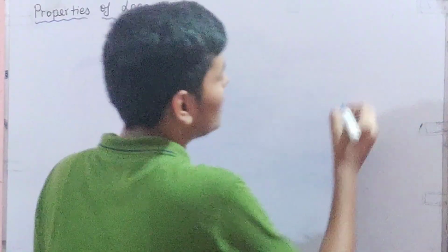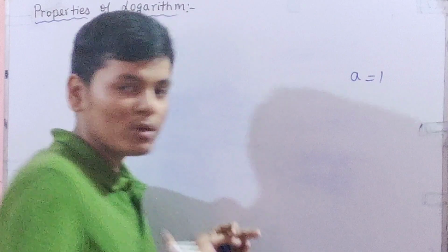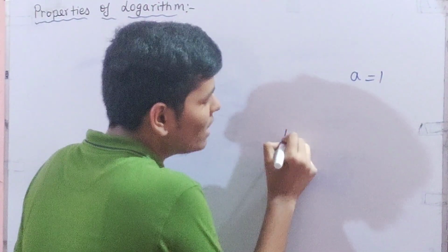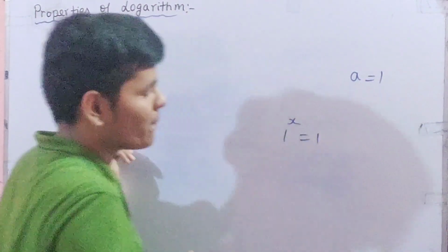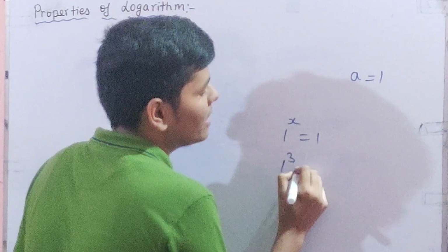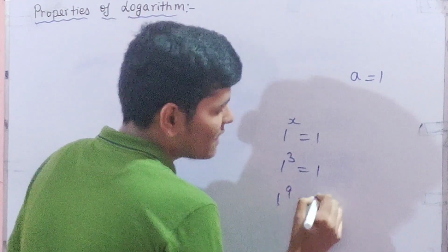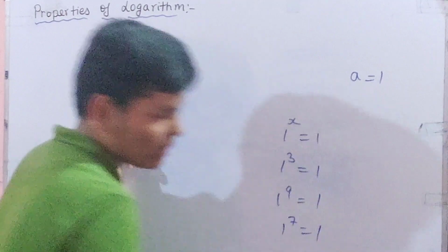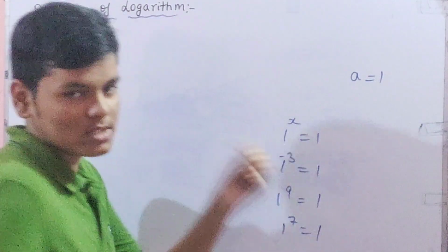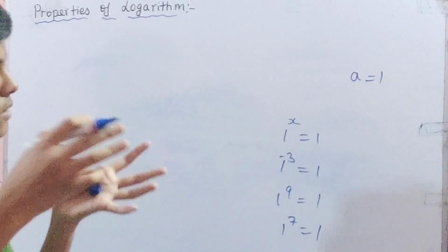Now if we take a value as 1, then what happens? We know that 1 to the power anything is equal to 1. Let us take 1 to the power 3, it gives us 1. 1 to the power 9 gives us 1. 1 to the power 7 gives us 1. 1 to the power minus 3 gives us 1. So any power of 1 gives us 1.